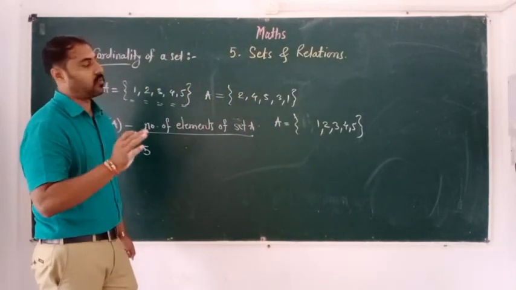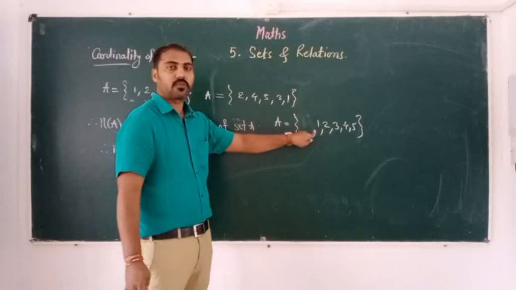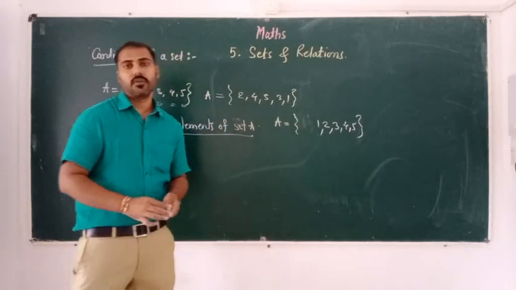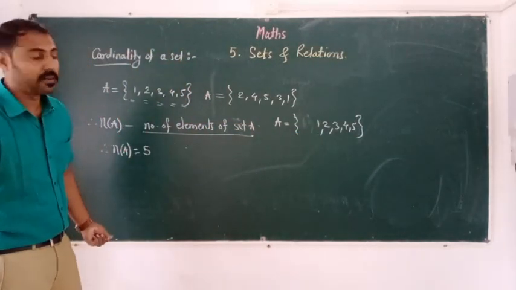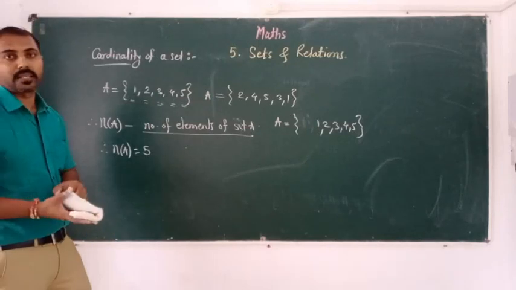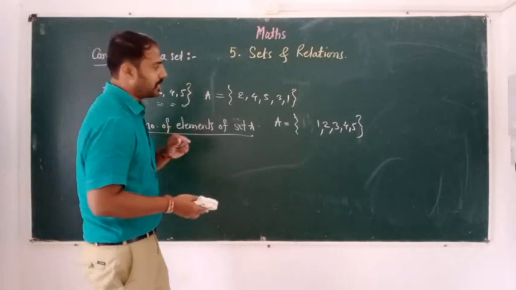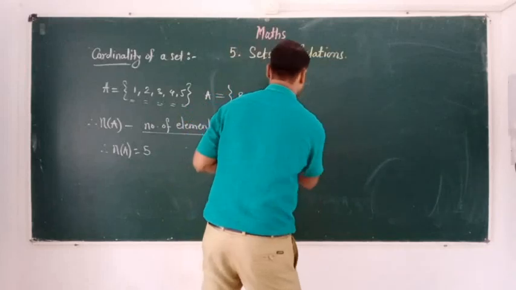Don't write it twice. Take it only once. 1, 2, 3, 4, 5. If any object is repeated in the set, then write it only once.